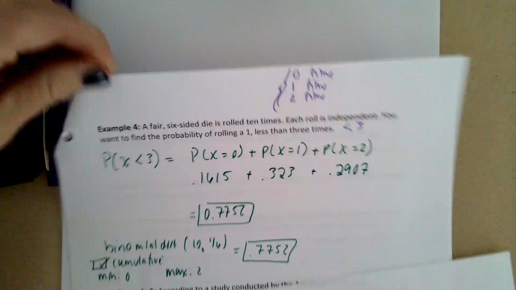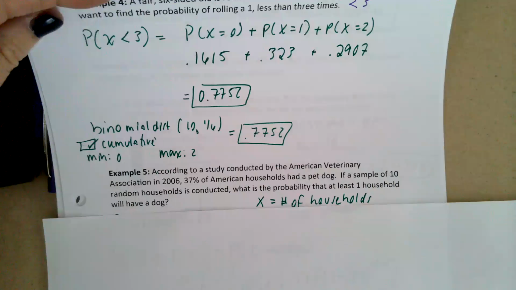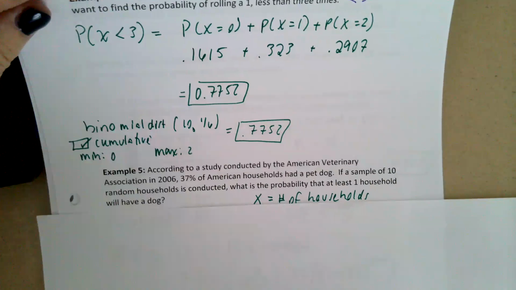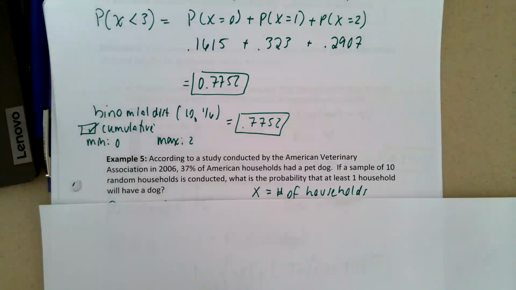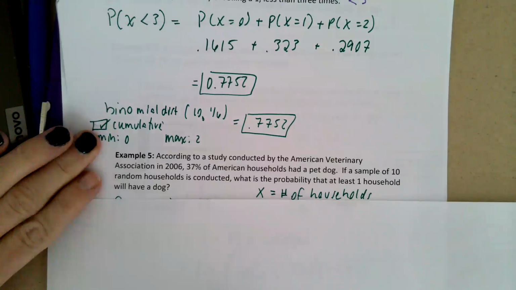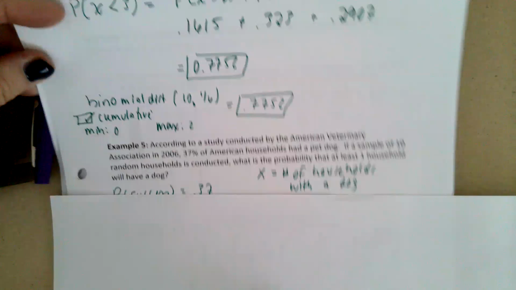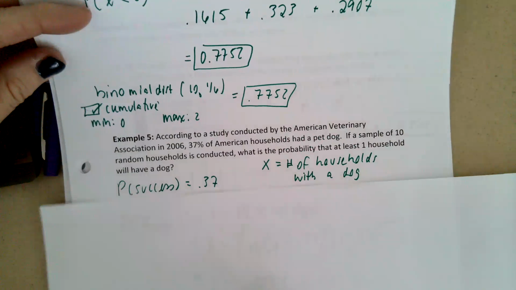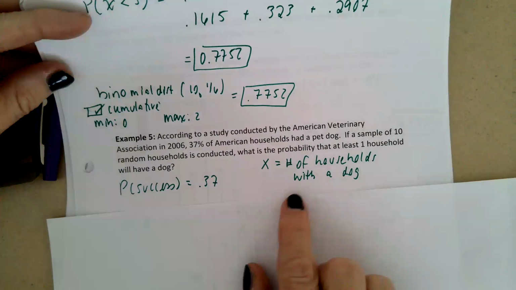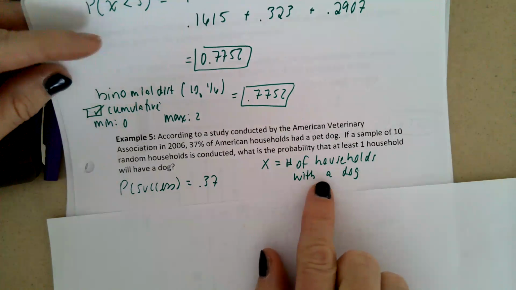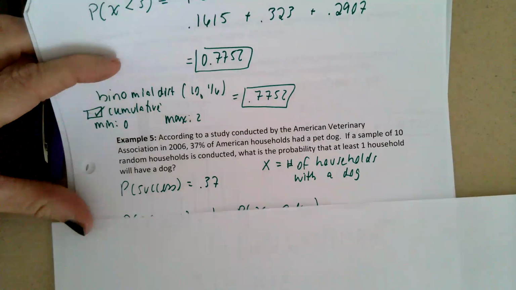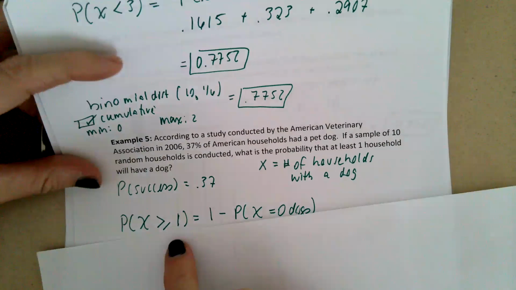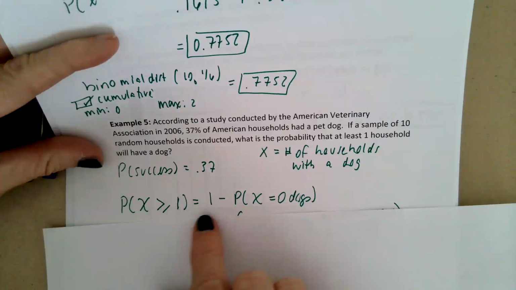So the next example says, according to a study conducted by the American Veterinary Association in 2006, 37% of American households had a pet dog. If a sample of 10 random households is conducted, what is the probability that at least one household will have a dog? So X is the number of households that have a dog. That's what we're counting. The probability of success is 0.37. And we want to know the probability of at least one.